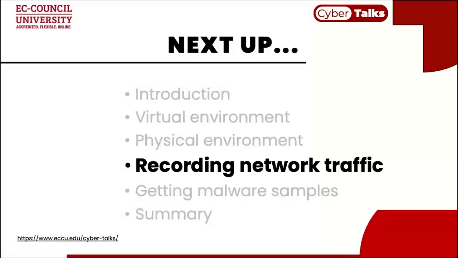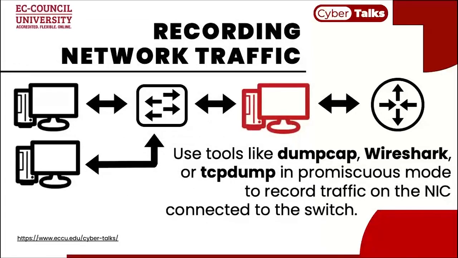Let's talk about recording the network traffic, because network traffic is a topic that's near and dear to my heart. In a physical lab, you can run dumpcap, tcpdump, or use Wireshark to capture network traffic. In this case, it's on a computer with 2 NICs, 2 network interface cards, where you can record traffic in promiscuous mode on the NIC that's connected to the switch. Promiscuous mode should catch all the network traffic within the LAN provided by the network switch.